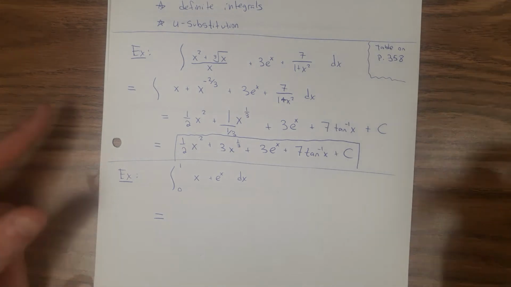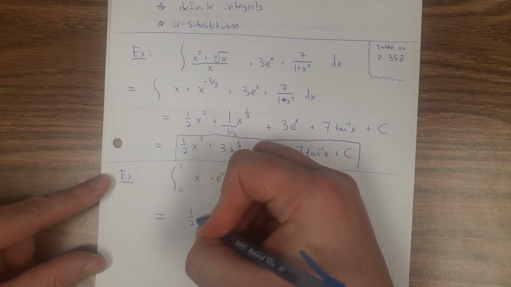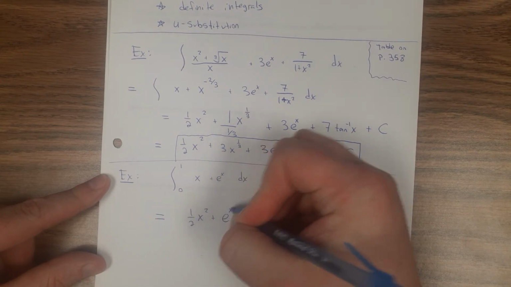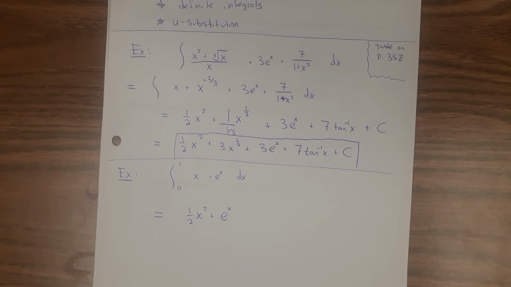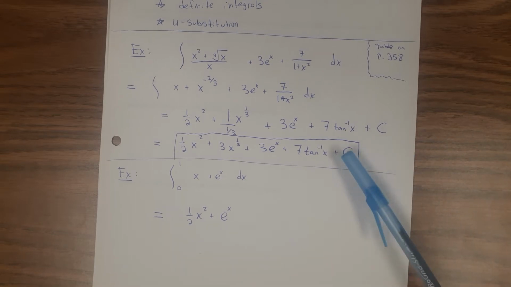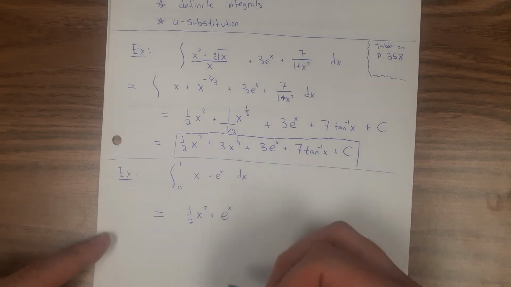So this one, there's not much for me to do here. There's no messes for me to clean up. So I can just go 1/2 x squared plus e to the x. Now, I'm not going to write plus c. When you're doing a definite integral, you just need any old antiderivative. You don't need the most general antiderivative. The most general antiderivative always has a plus c, but not putting that there just gives you some antiderivative, and then that's all we need here.